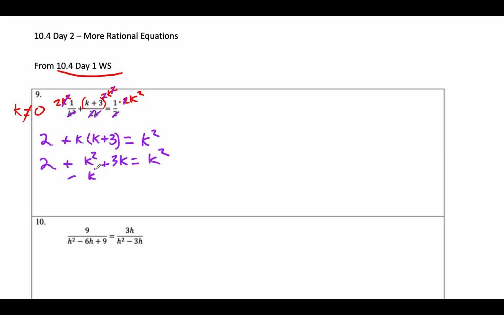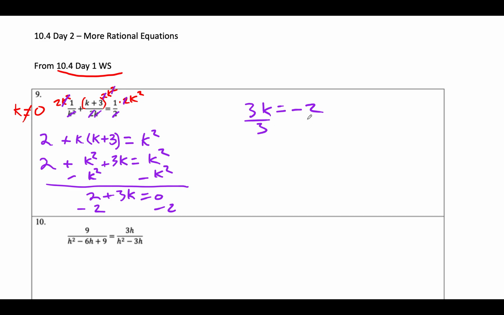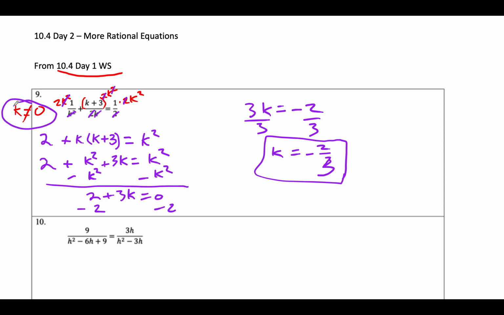Actually some good stuff happens here, because if I was to subtract k squared, those k's go away, and I'm left with 2 plus 3k equals 0. And now I can minus 2, and I get 3k is equal to negative 2, and I divide by 3. k is negative 2/3. I do want to make sure that my extraneous values didn't come into play here. So negative 2/3 is the answer.